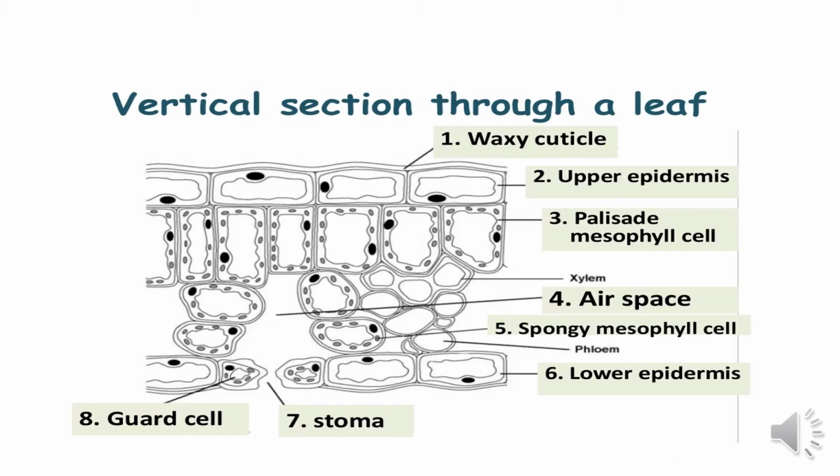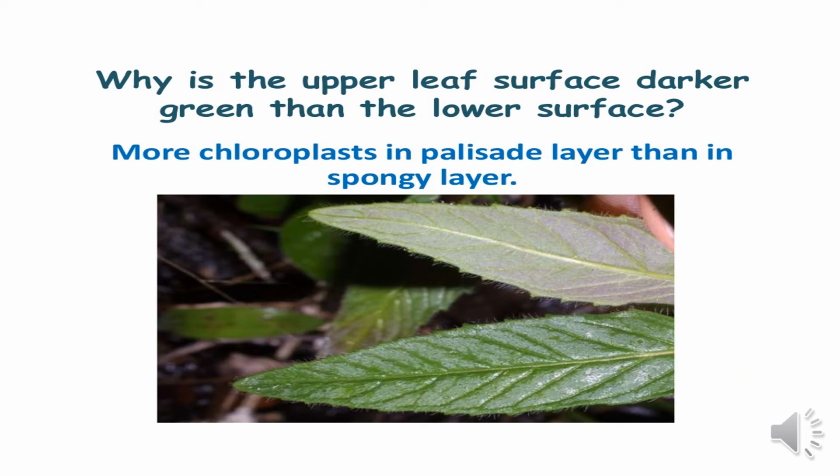In this diagram, the palisade layer is present below the upper epidermis, and in this layer, as I told you, the maximum number of chloroplasts are present. Chloroplasts are the organelles in which the pigment chlorophyll is present, which is responsible for giving the green color to the leaves. That layer of cells, the palisade layer, is close to the upper epidermis. That is the reason the upper surface of the leaf is darker green, while the lower surface is light green.